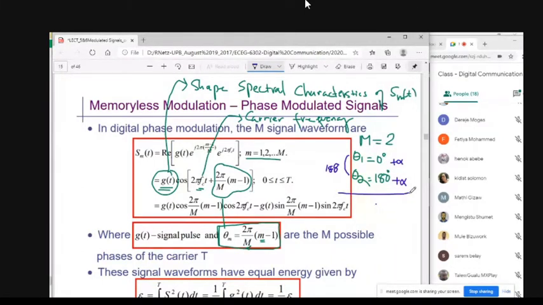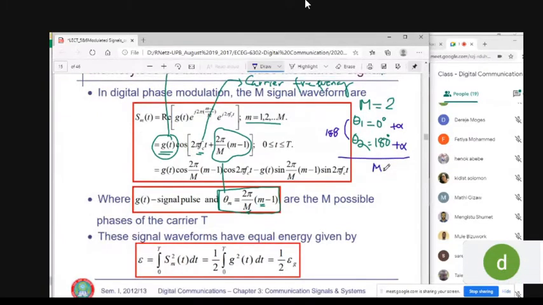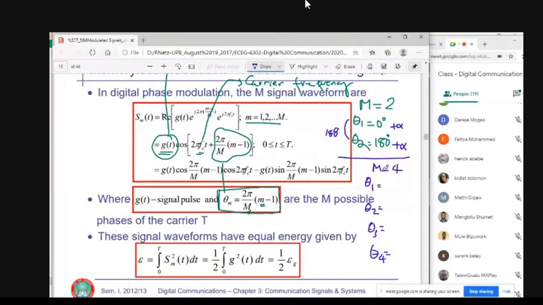Now if we take another example for a modulation order M equal to 4, we will have four different phases: theta 1, theta 2, theta 3 and theta 4. So the set of permissible or allowed phase shifts are 4. If you plug in for capital M equal to 4, 2 pi over 4 would be pi over 2. So when small m is 1, 1 minus 1 would be 0, so this would be 0 degree. And for m equal to 2, 2 minus 1 is 1, so pi over 2, which corresponds to 90 degree, this corresponds to 180 degree, and this corresponds to 270 degree. Okay.